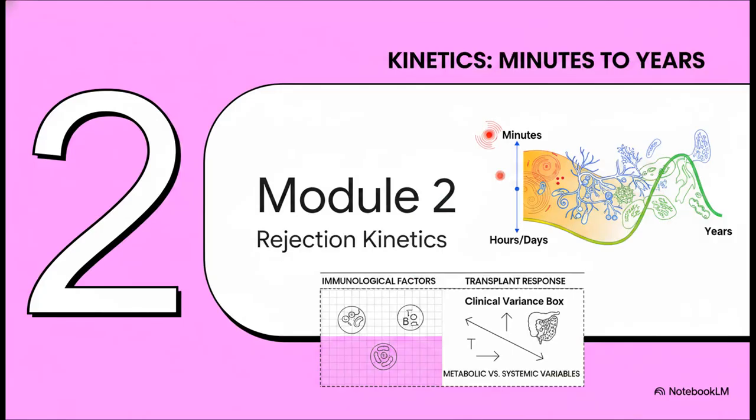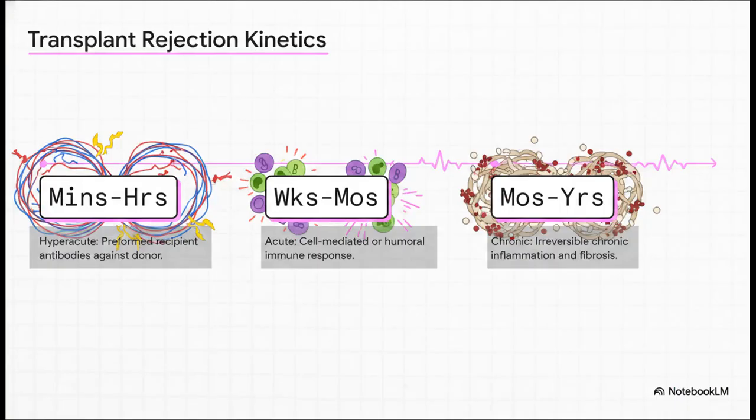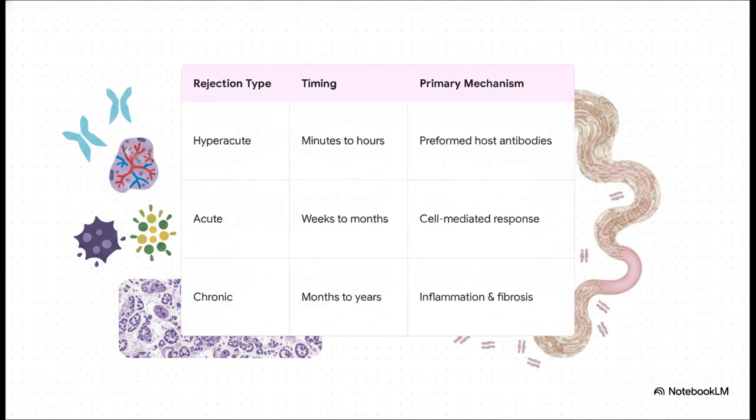Module 2, Transplant Rejection Kinetics. We're moving along a timeline here, from minutes to years. This timeline is brilliant. It perfectly illustrates the chronological progression of solid organ rejection, anchoring you to exactly when these immunological attacks occur post-op. Recognizing the time frame is your first and, frankly, often most critical diagnostic step. Let's detail the exact mechanisms at play. Notice how hyperacute rejection hits in minutes to hours. It's driven entirely by preformed recipient antibodies against donor HLA or ABO antigens. That's a type 2 hypersensitivity reaction. The graft immediately mottles and becomes cyanotic due to widespread microvascular thrombosis.